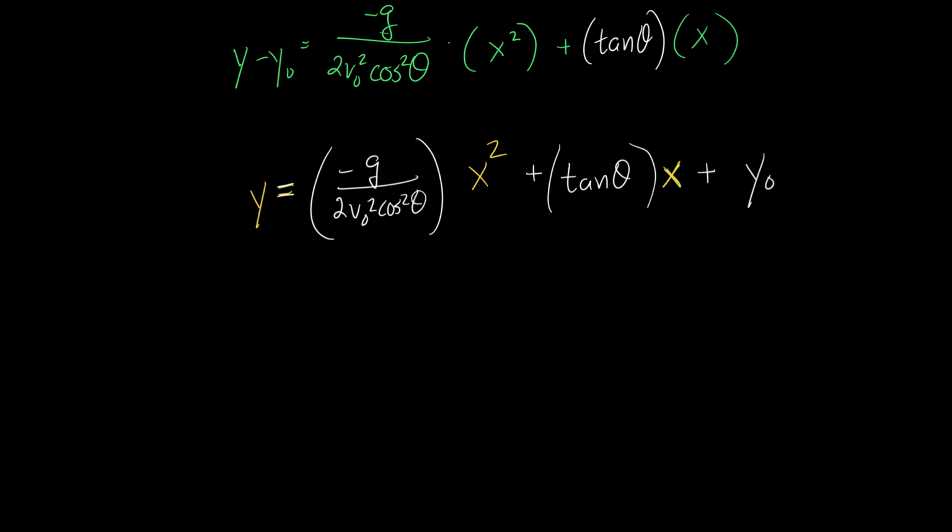Everything in white is a constant. It's a launch parameter. It's something that happened at the time of launch. Do you clearly see that this is y equals ax squared plus bx plus c? This is called the trajectory equation.